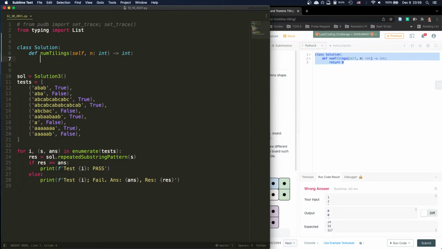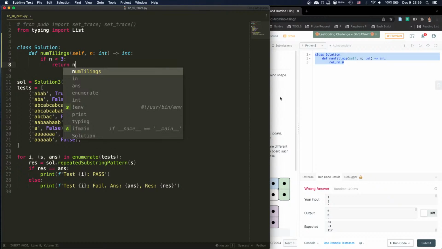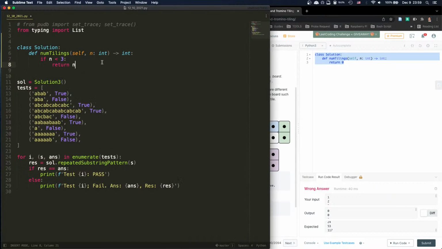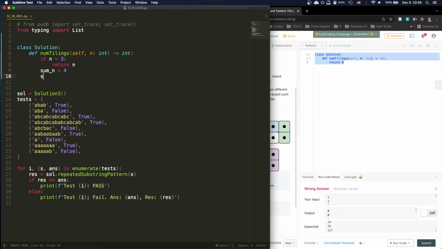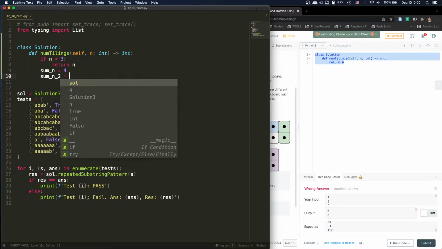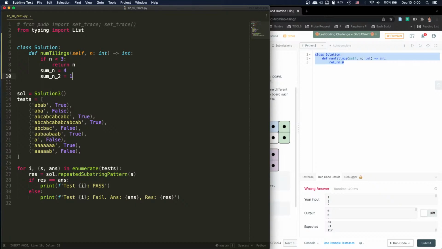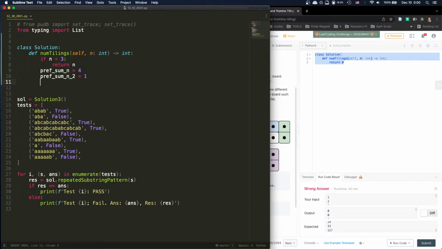But the start will be simple, right? The start will be simple. So basically, if n is smaller than 3, then we should return n. And we know n cannot take 0, so that's actually fine. Then we have a sum n. We're going to start with 4. Right, sum n-2, we're going to start with 1. Actually, we're going to say pref sum. This is a pref sum, right? And current is equal to 2.